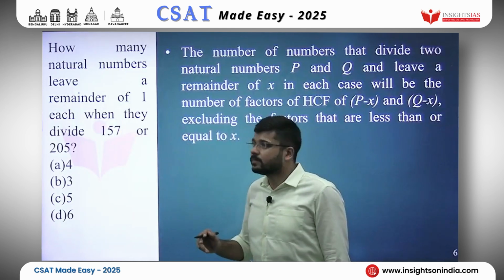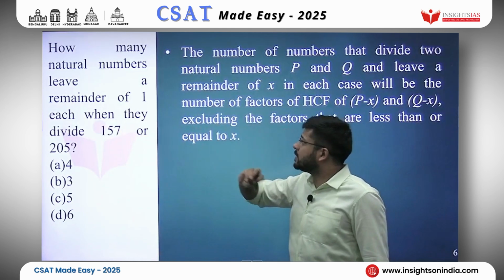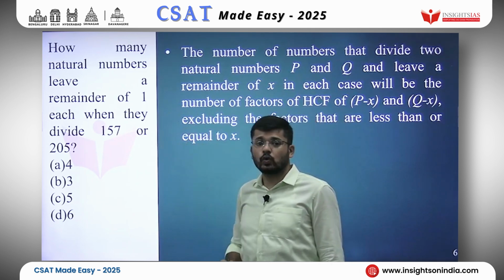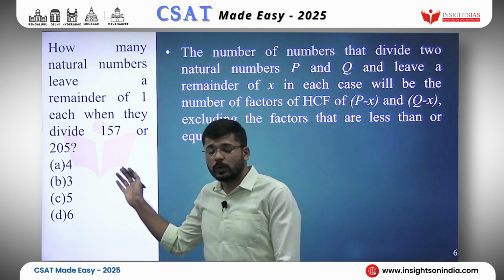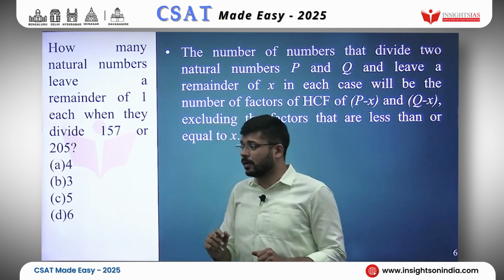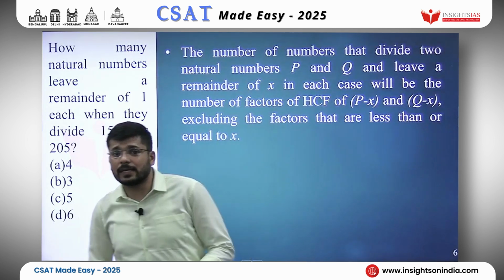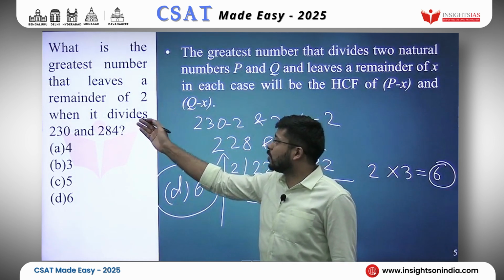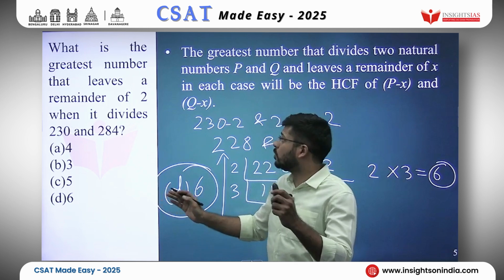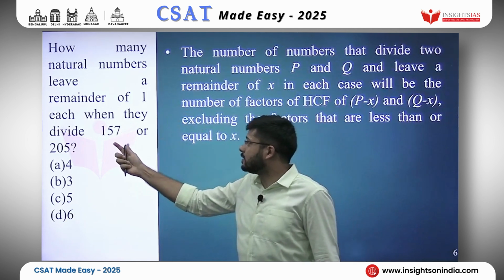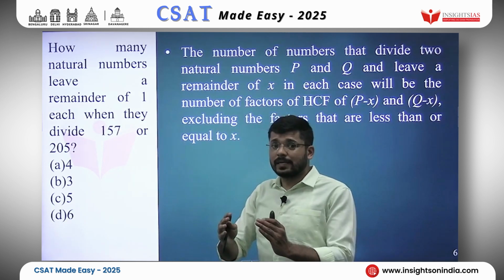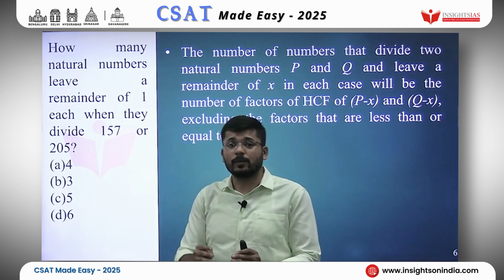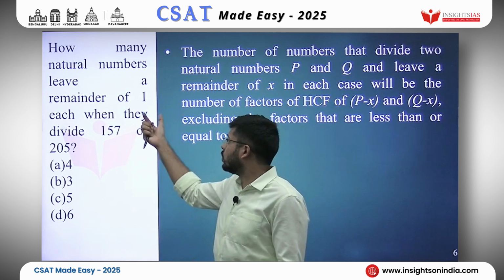The question says, how many natural numbers leave a remainder of 1 each when they divide 157 or 205? This question is different from the previous question. What was the previous question asking us? It was asking us what is the greatest number that leaves a remainder of 2 when it divides 230 and 284. However, here they are asking us how many numbers are there which will divide 157 and 205, and in both cases they will leave a remainder of 1.